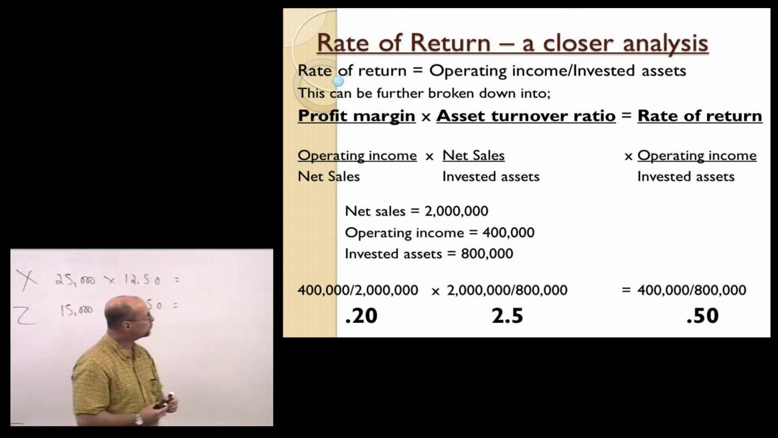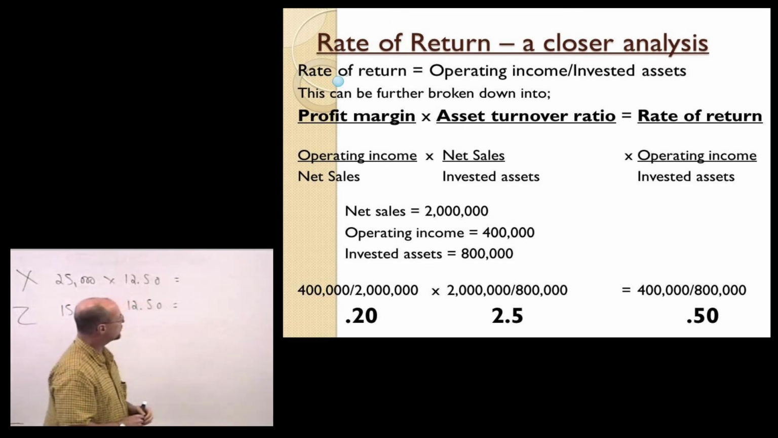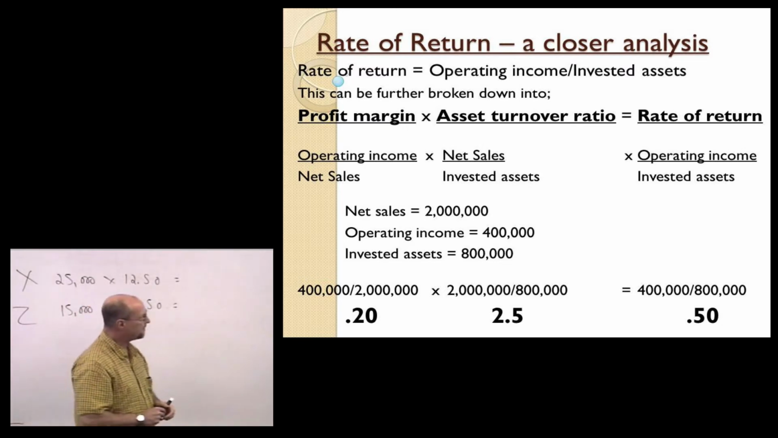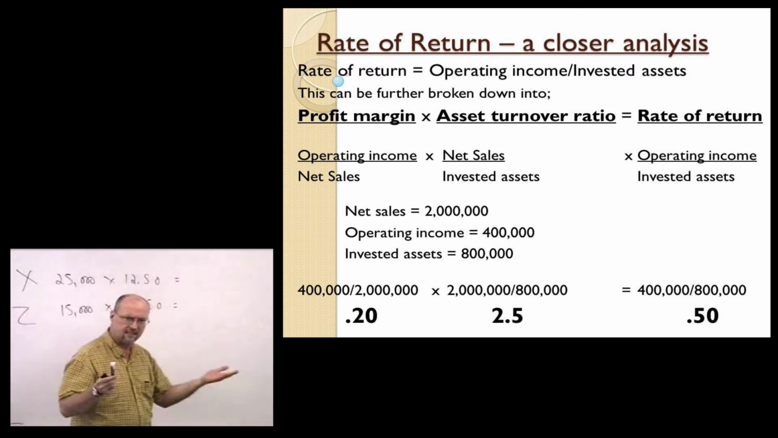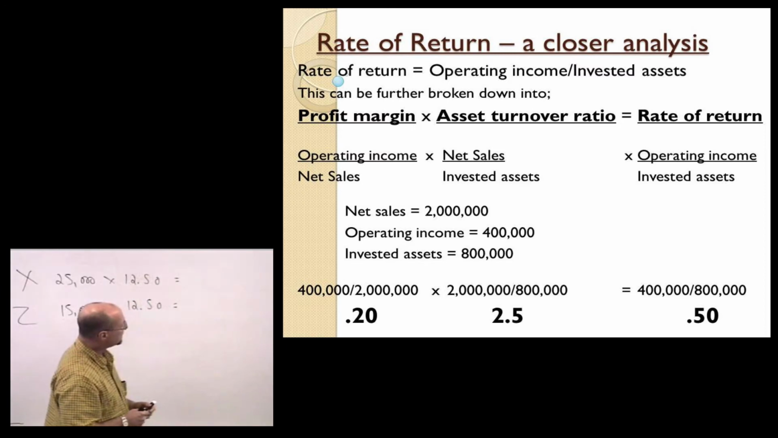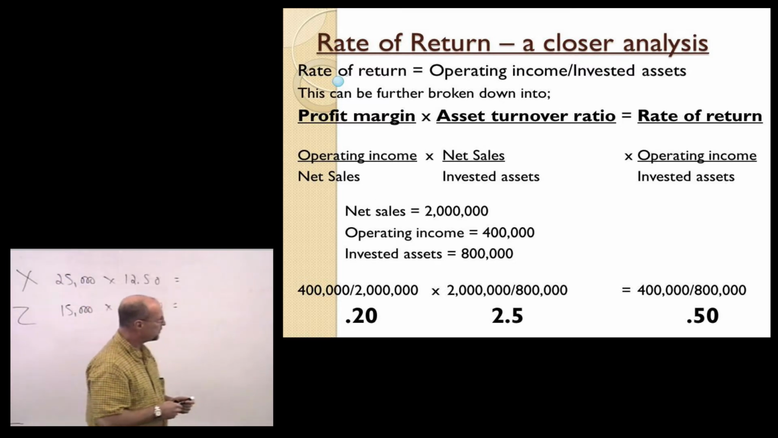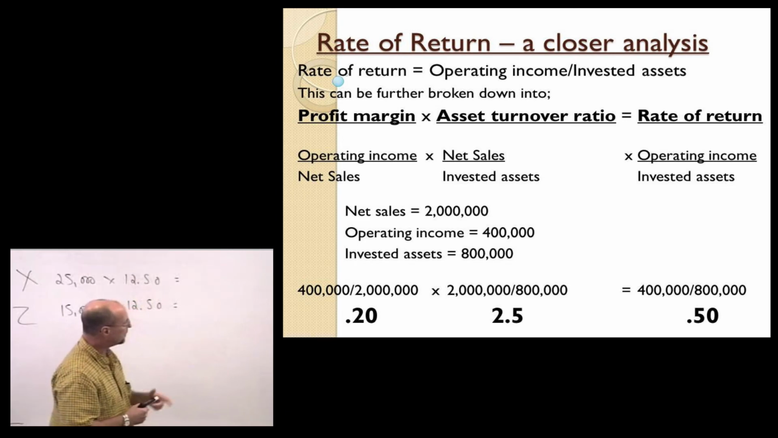Okay, let's take a closer look at the rate of return. We said the rate of return was operating income divided by investment in assets or invested assets, either way. Let's break it down further into the profit margin times the asset turnover ratio, which is net sales over assets. Okay, and look at the formula. Profit margin is operating income divided by net sales.